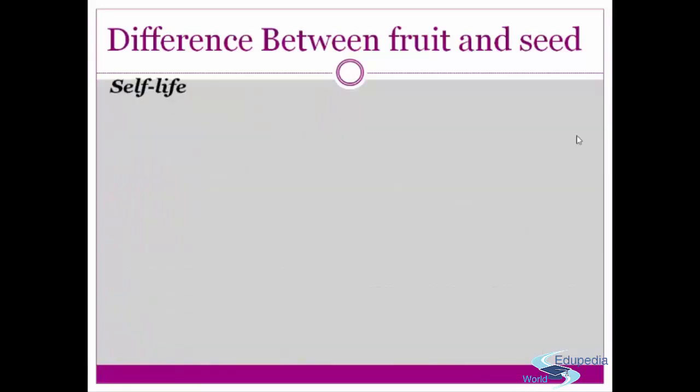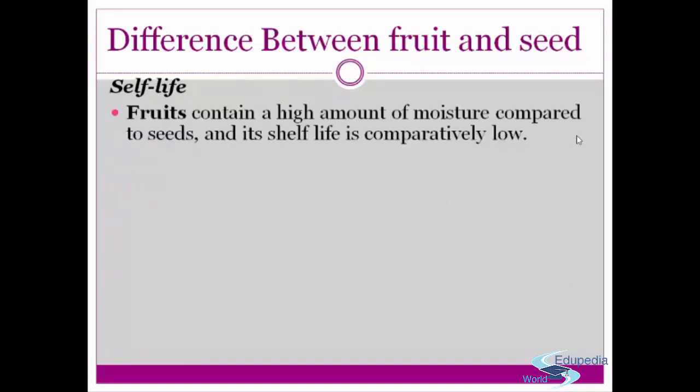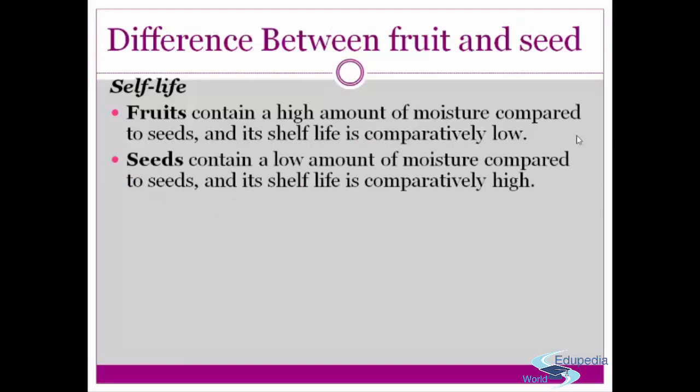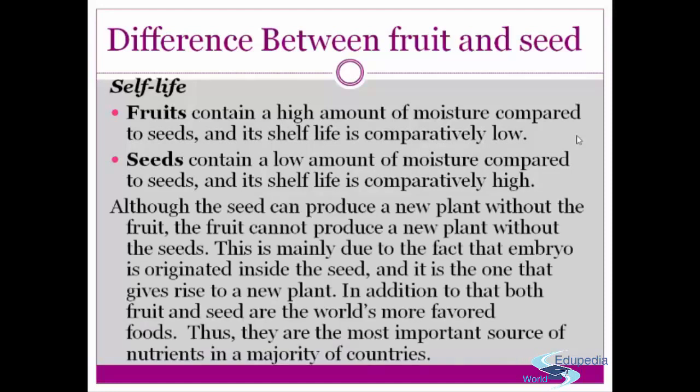Difference between fruit and seed according to shelf life. Fruits contain a high amount of moisture compared to seeds, and their shelf life is comparatively low. Seeds contain a low amount of moisture compared to fruits, and their shelf life is comparatively high. Although the seed can produce a new plant without the fruit, the fruit cannot produce a new plant without the seed.